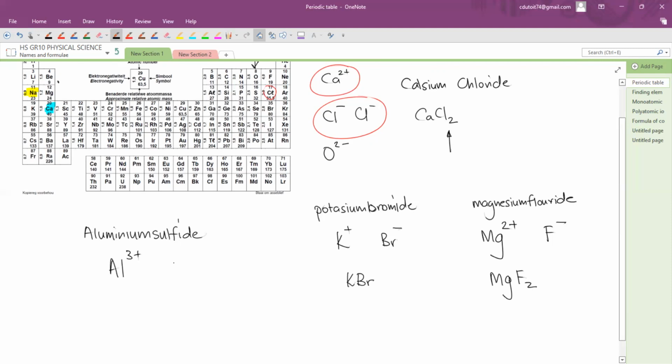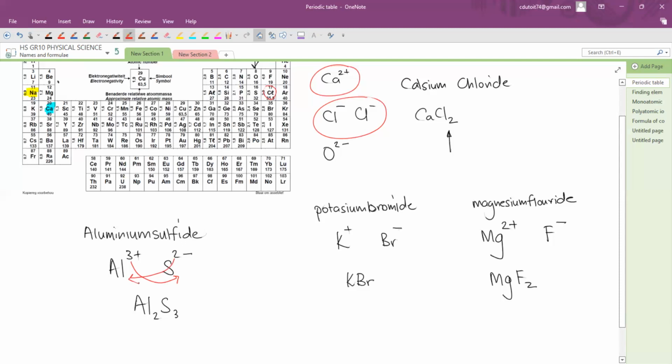Sulfide is sulfur. Symbol. The symbol is S. Charge. -2. Compound. Al2 and S3. Awesome. There's a cheat because you just put that value there and that value there.